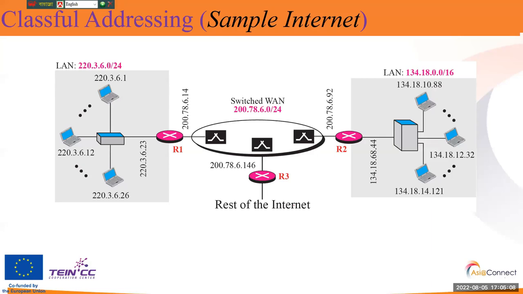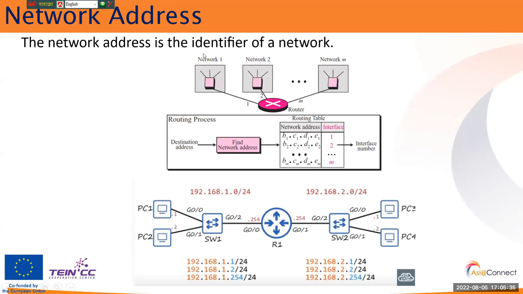After the network address has been found by using the AND operation of the host address and the subnet mask, the router can find out the network address. After the network address is found, the router consults its routing table to find the corresponding interface from which the packet should be sent out. You can see the network is the identifier of a network: network 1, network 2, network M. This router has M interfaces, and we have configured this routing table with the network address and the corresponding interface.